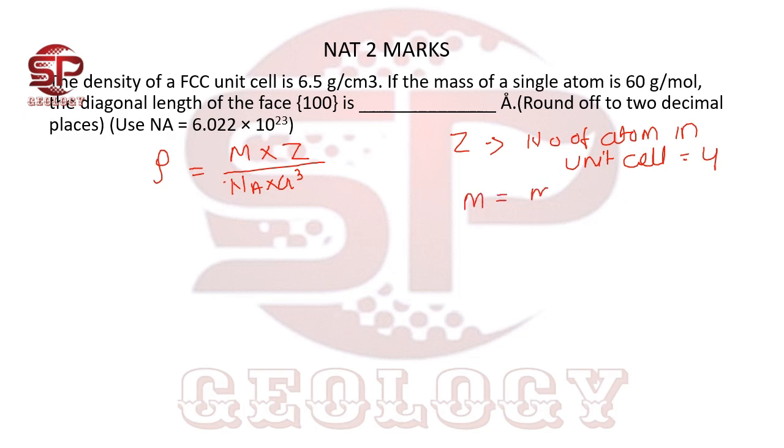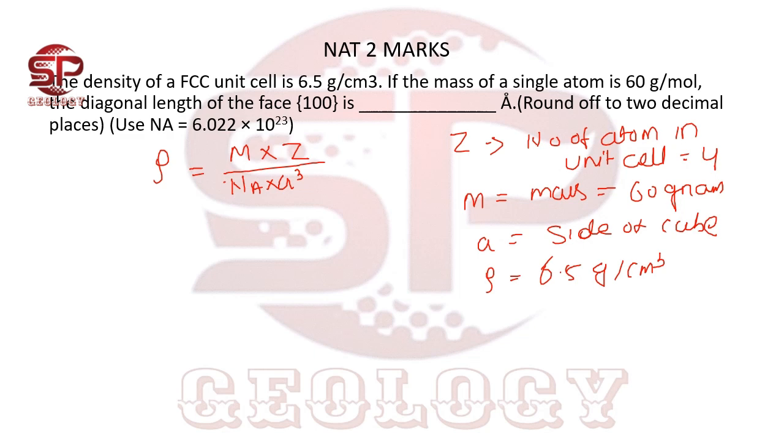Then M is the mass, given as 60 gram. Then Na is Avogadro's number, given as 6.022 into 10 to the power 23, and a is the side of the cube. Rho is given as 6.5 gram per centimeter cube. So we'll put the values now: 6.5 gram per centimeter cube equals mass 60 gram into 4 divided by 6.022 into 10 to the power 23 into a cube. We have to find the side.